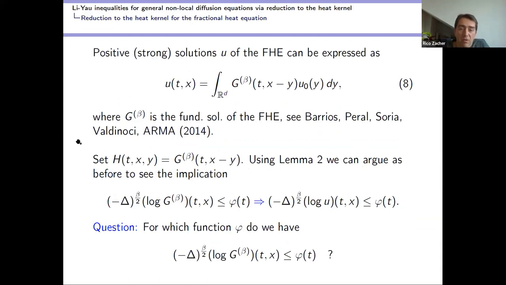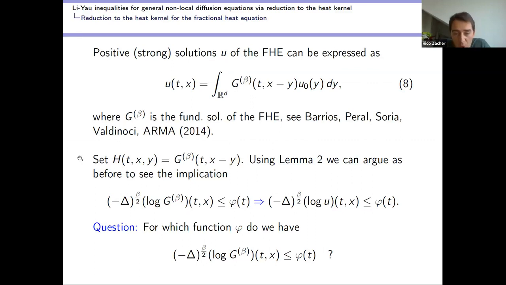So, as I told you, it's crucial here that we have a representation of the solution in terms of the heat kernel. Now, fortunately, there's also a Widder type theorem known in case of the fractional heat equation. This is a result which was obtained by Barrios, Peral, Soria, and Valdinoci in 2014. So we can use this result. Any positive strong solution of the fractional heat equation can be expressed in terms of a convolution integral, where now we have the fractional heat kernel, G beta.